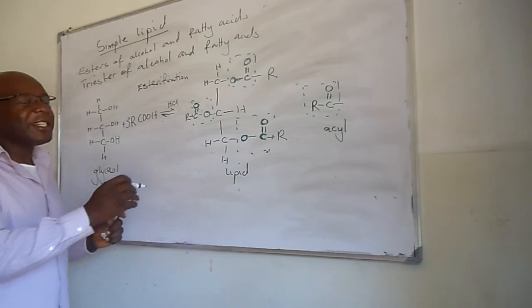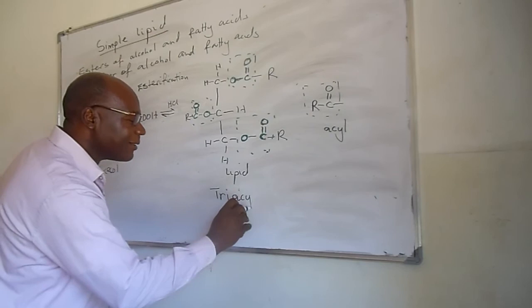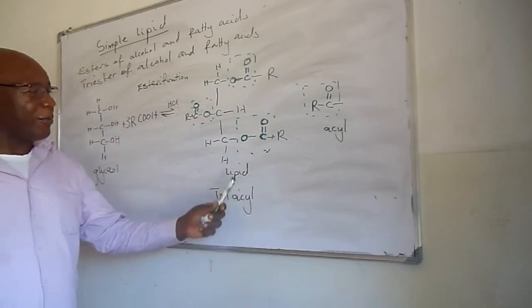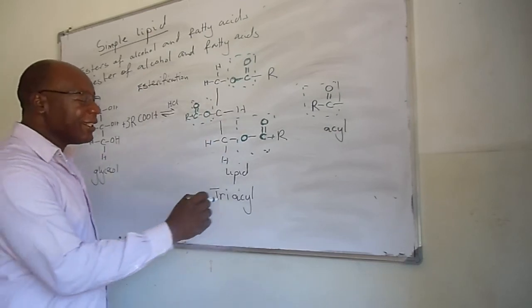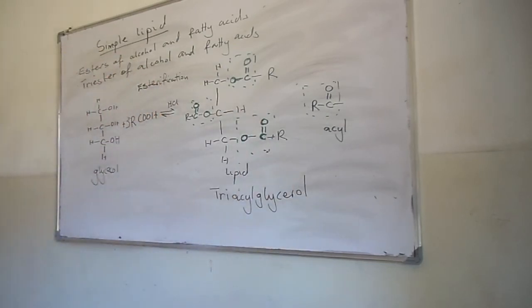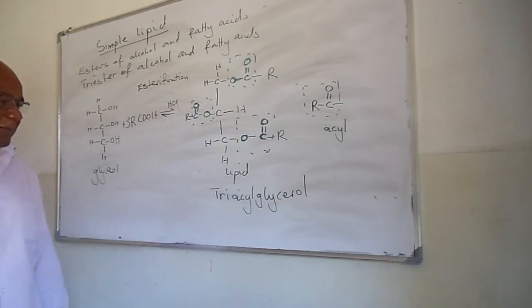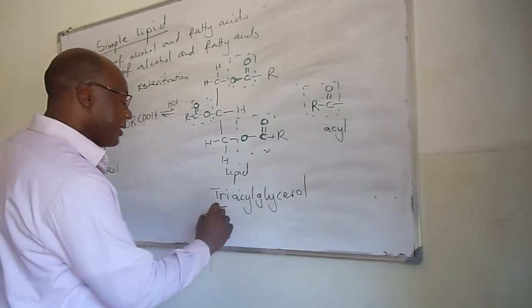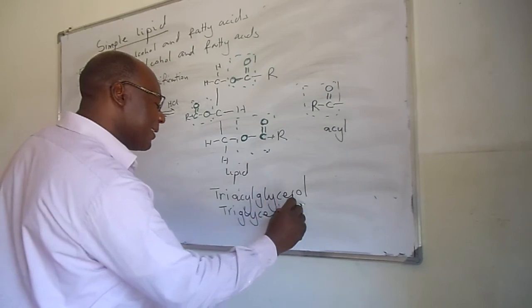So we can say that the product that has been formed is a triacyl, 3 acyl groups, 1, 2, 3, connected to glycerol. So we can say triacylglycerol. Simple lipids are triacylglycerols. Others actually call them triglycerides.